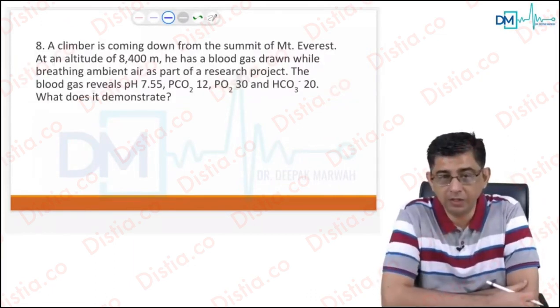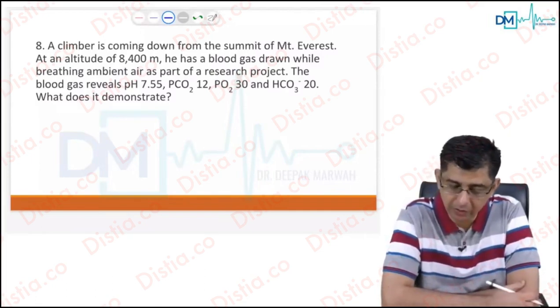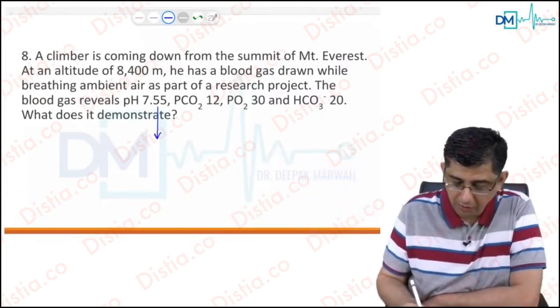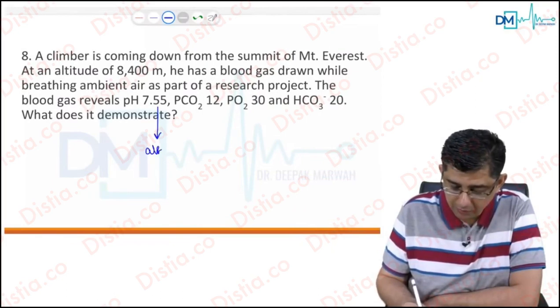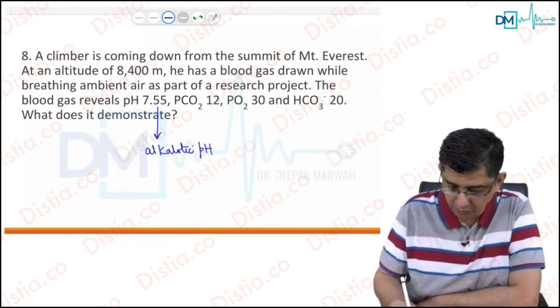In the first one, a climber is coming down from the summit of Mount Everest at a height of 18,400 meters. He is having a blood gas drawn as a part of a research project. Let's look at the ABG report. This guy has an alkalotic pH. The pH is 7.55, so it's obviously more than normal.